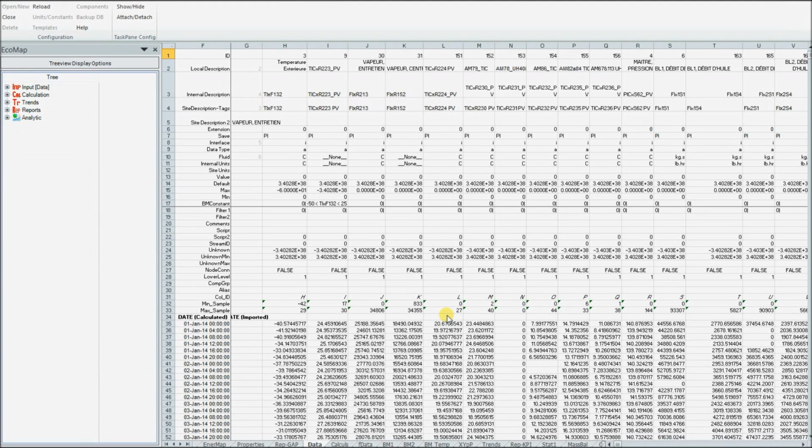This demo is based on real operational data and energy cost. Here, we have what is called the tree view. It is where everything can be accessed. In the input section, we have folders for the different parts of the site.